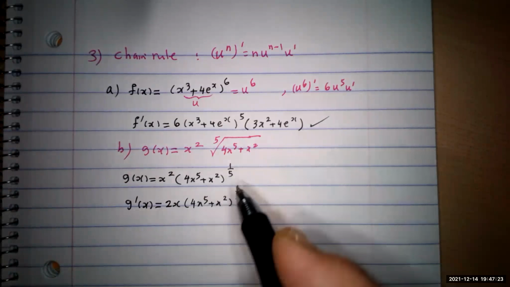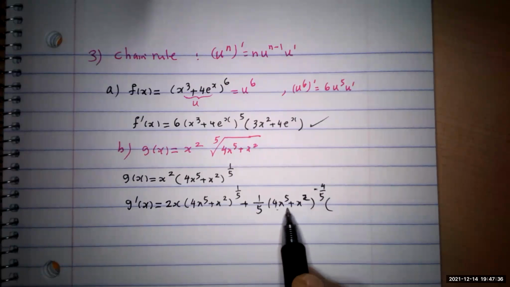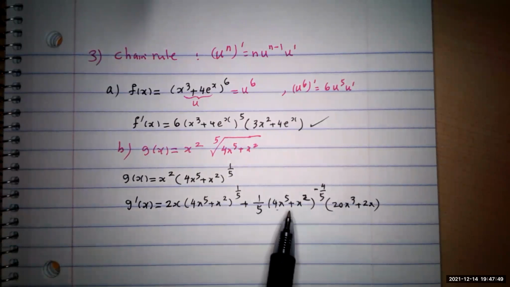1/5, (4x to the fifth plus x squared) to the negative 4/5 times the u prime. U prime is the derivative of the inside, which is 20x cubed plus 2x. See, that's the derivative of the second one. 1/5 done, 1/5 minus 1 is negative 4/5, times the u prime, but we are not done. Multiply by the first one, multiply by x squared, because this is the product rule.